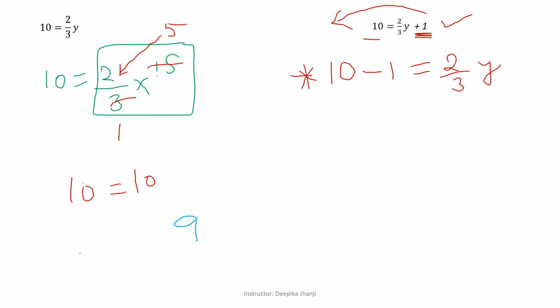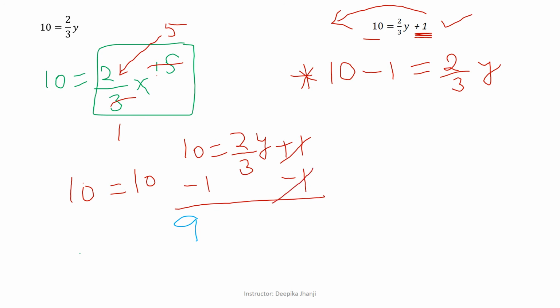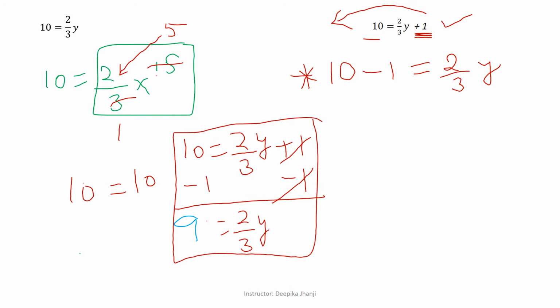You can also show this process like, because you have 10 is equal to 2 by 3y plus 1, you can also show this step negative 1, negative 1, and this positive 1 cancels with negative 1. 10 minus 1 is 9 equals 2 by 3y. So you can use this technique or you can simply use the one step technique, right? Now 10 minus 1 is 9 equals 2 by 3y.